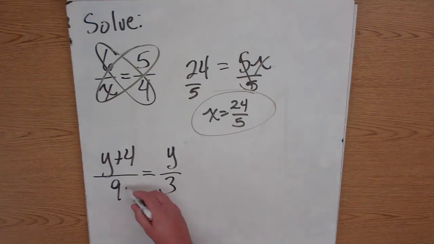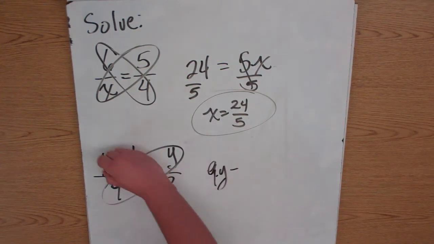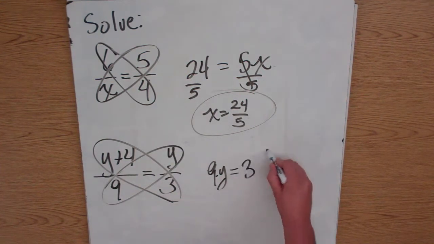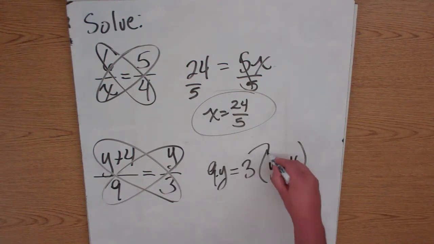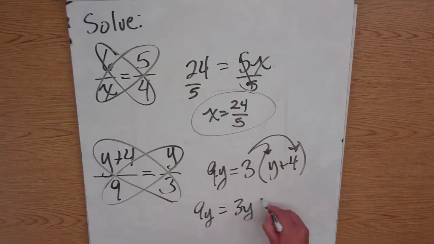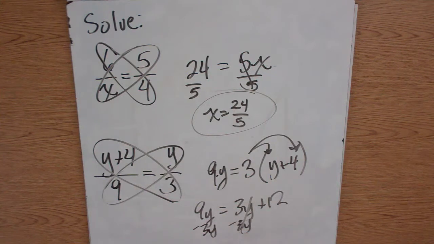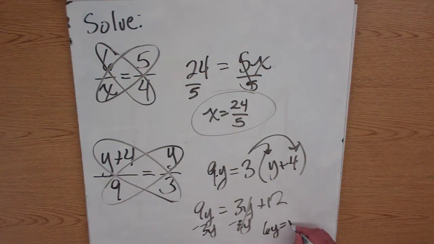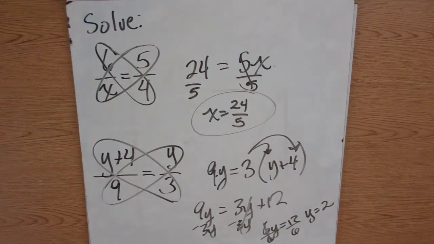Alright, so this is going to be 9y equals 3 times y plus 4. So we're going to have to distribute the 3. 9y equals 3y plus 12. Subtract the 3y over here. So now we have 6y equals 12. Divide both sides by 6. So y equals 2. Okay? So that's how you solve proportions.